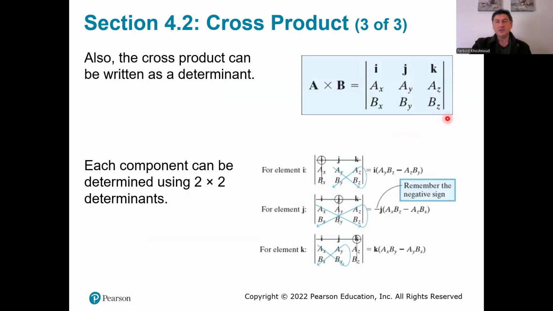We can also calculate the cross product using the determinant. The first row of this determinant is the i, j, k unit vectors. The second row is the components of vector a: a sub x in the x direction, in the y direction, in the z direction. And the last row is b sub x, sub y, and sub z, which are the components of b in the x, y, and z directions. Then we can use the approach for calculating the determinant to calculate each component of the cross product, as you see in the figure.